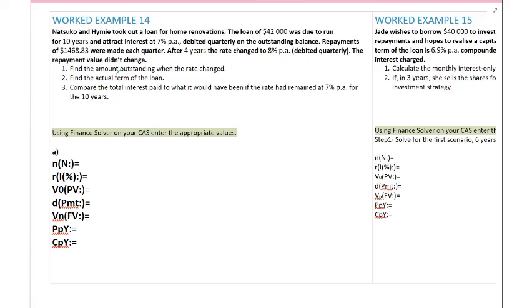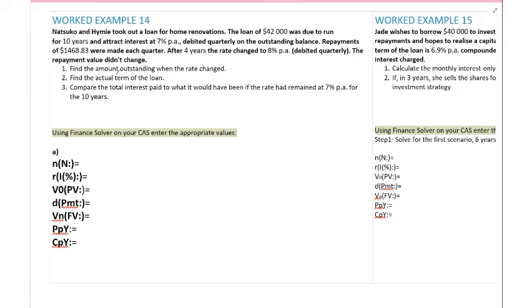Okay, so let's look at worked example 14. We see that these people have taken a home loan out for home renovations. The loan's $42,000, was due to run for 10 years and attract interest of 7% per annum debited quarterly. Repayments of each quarter being nearly $1,500.